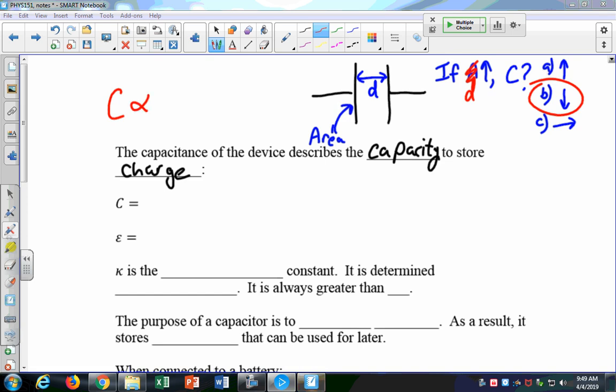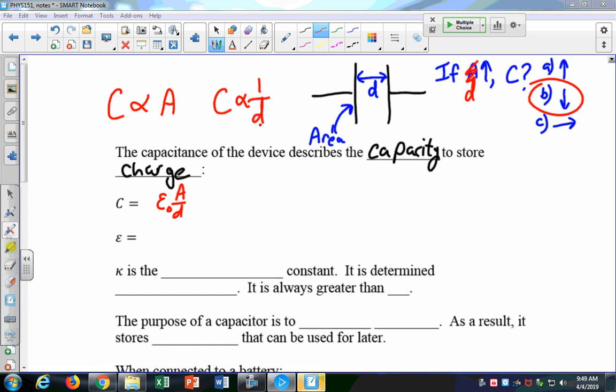So C is proportional to the area, and C is proportional to 1 over the distance. So C is equal to A over d. But as usual, we have some coefficients. We have epsilon naught. That's called the permeability of free space. It's just a constant. Don't worry about what it is.